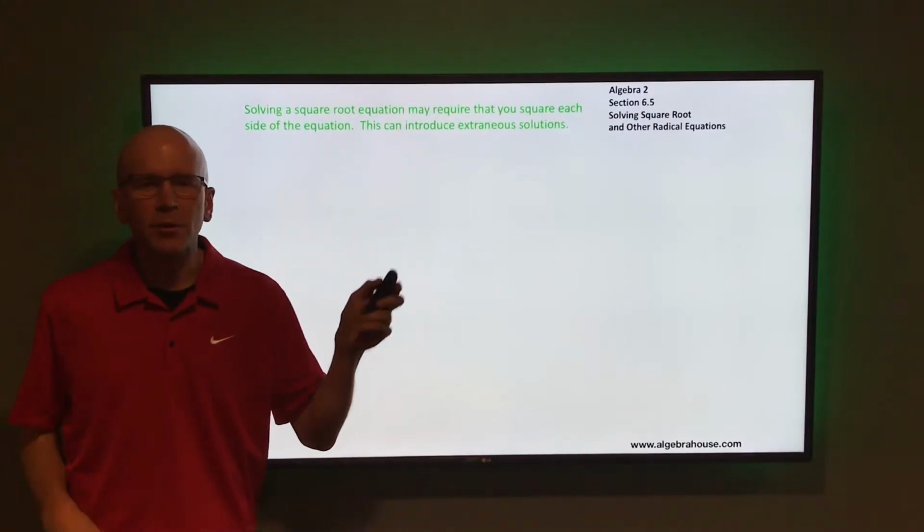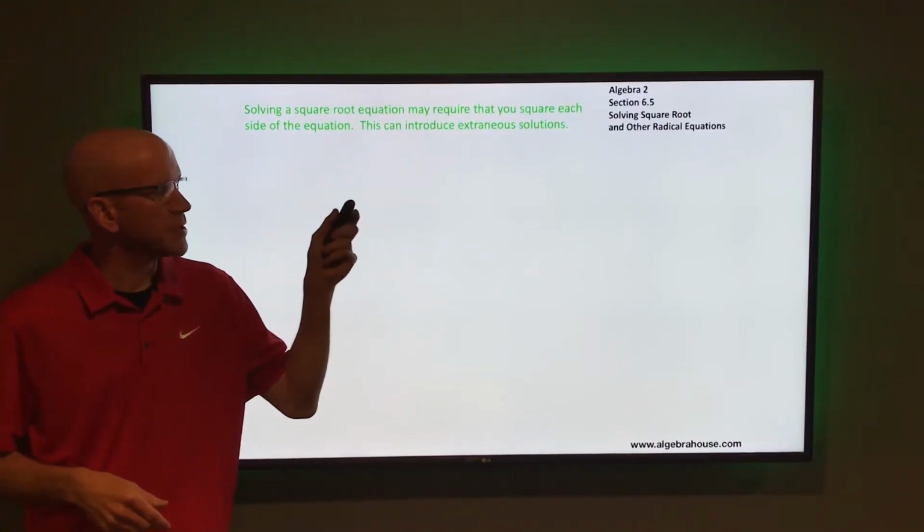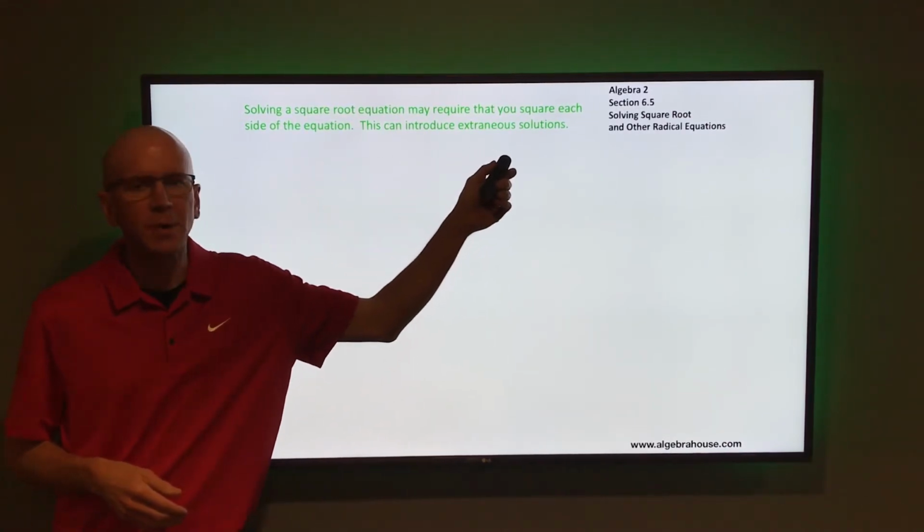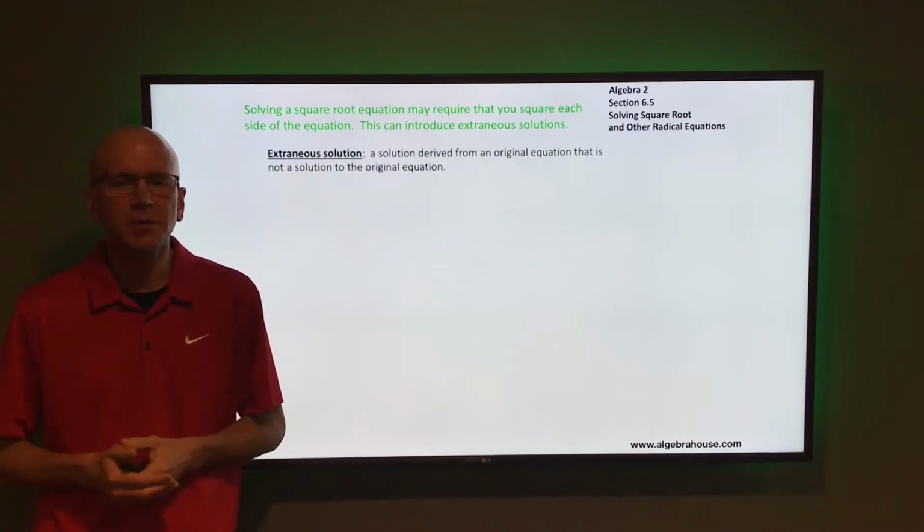We're going to solve radical equations. Solving a square root equation may require that you square each side of the equation. This can introduce what are called extraneous solutions. An extraneous solution is a solution derived from the original equation, but is not a solution to the original equation.